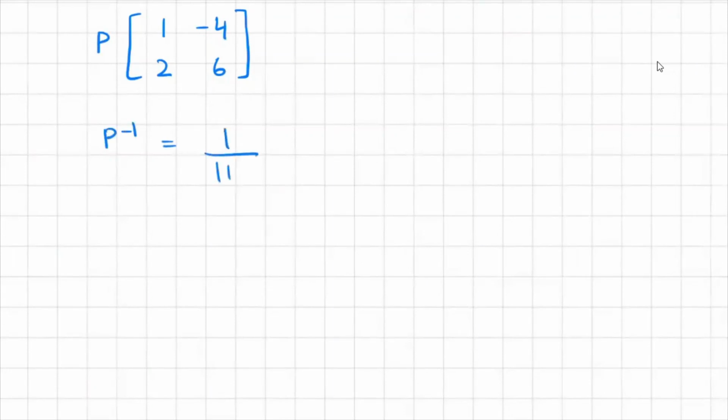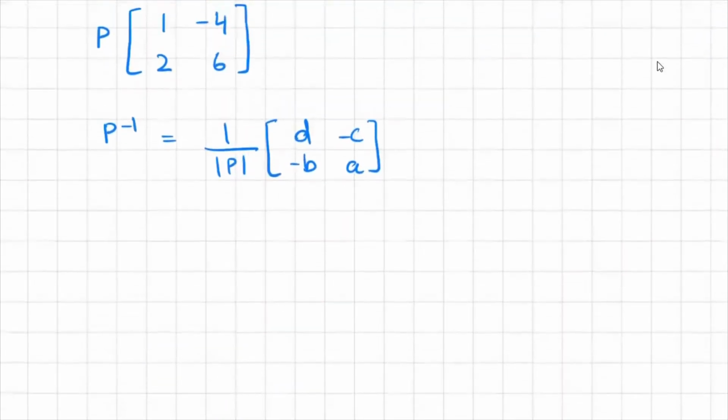The question is: 1, 2, minus 4, and 6. Okay, so I have to find the inverse of this. Let's say this is matrix P. I have to find the inverse of P. So the inverse of P will be 1 over the determinant of P multiplied by changing of positions, which means D, A, minus B, minus C. Let's first find the determinant.